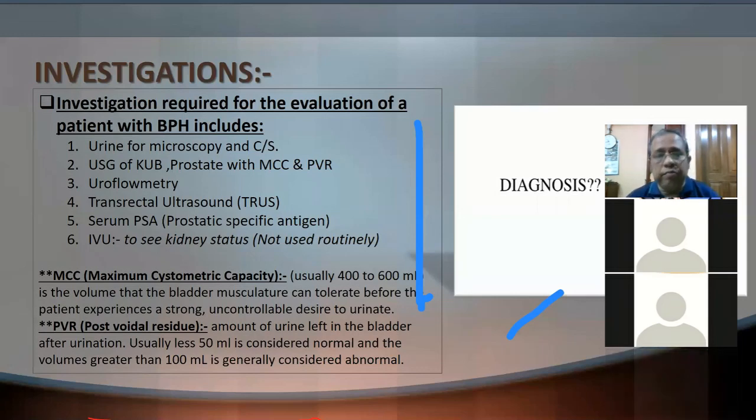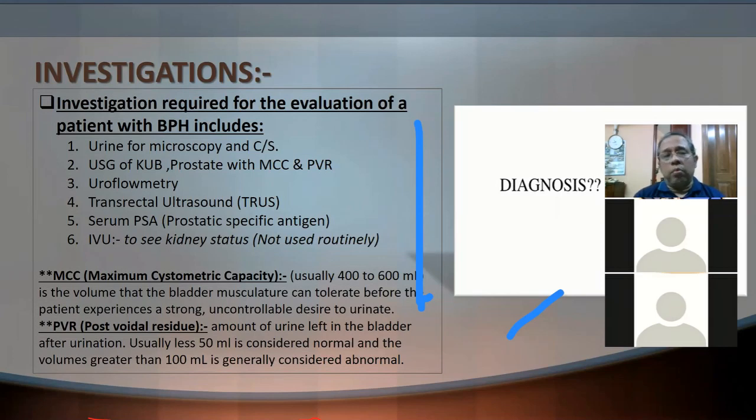And another very important thing is transrectal ultrasonography. Normally, we can assess the urinary system by ultrasonography with a superficial probe, an abdominal probe, over the lower abdomen. Place the probe over the lower abdomen, then we can see the bladder, prostate, etc.